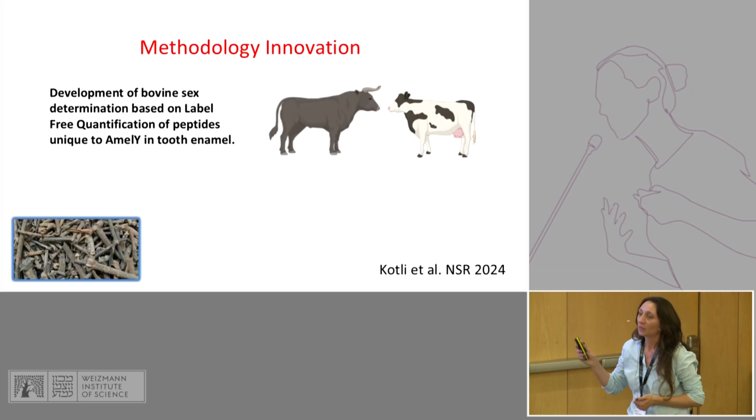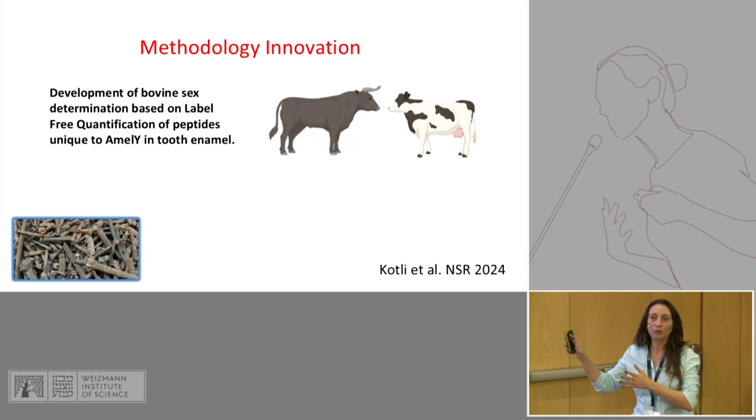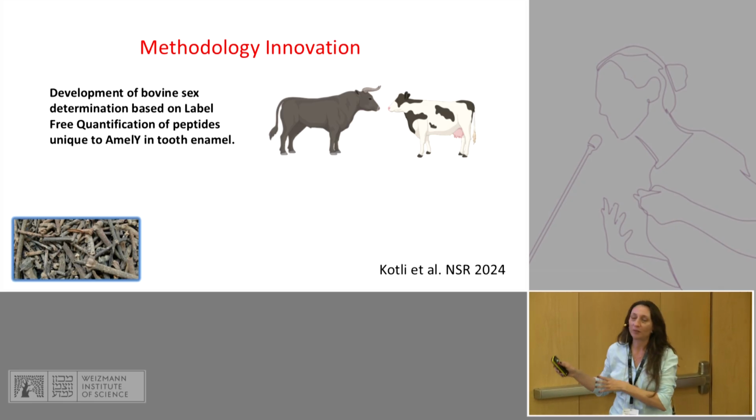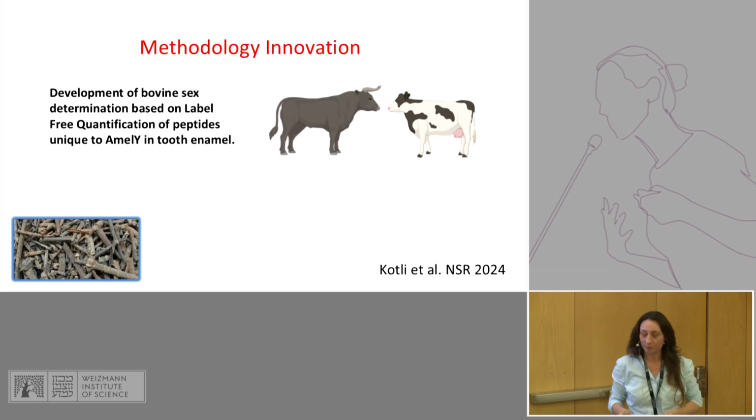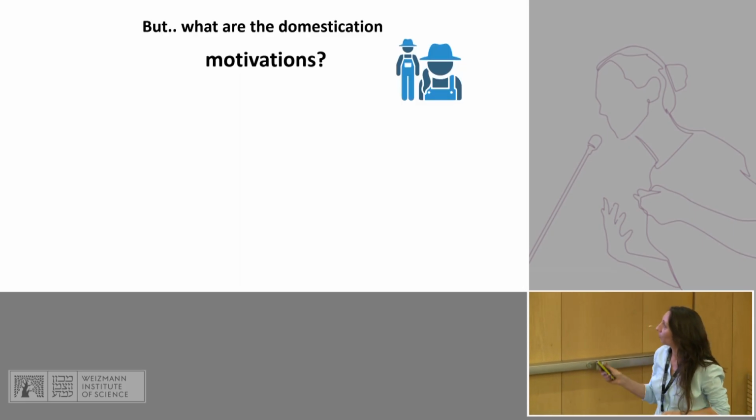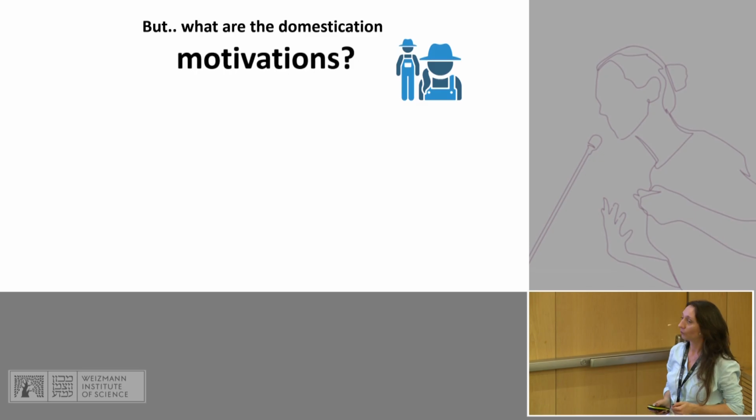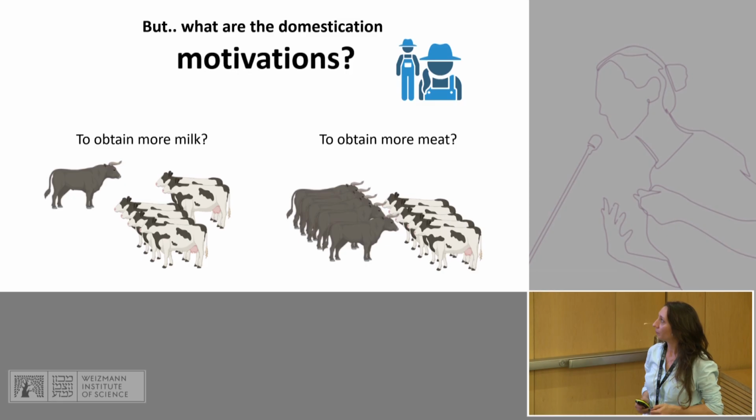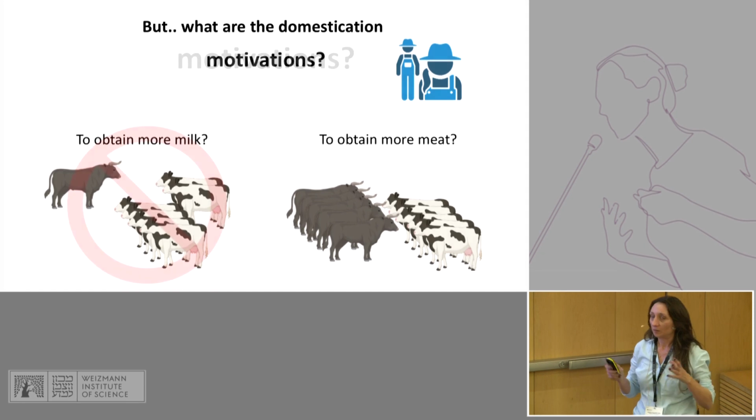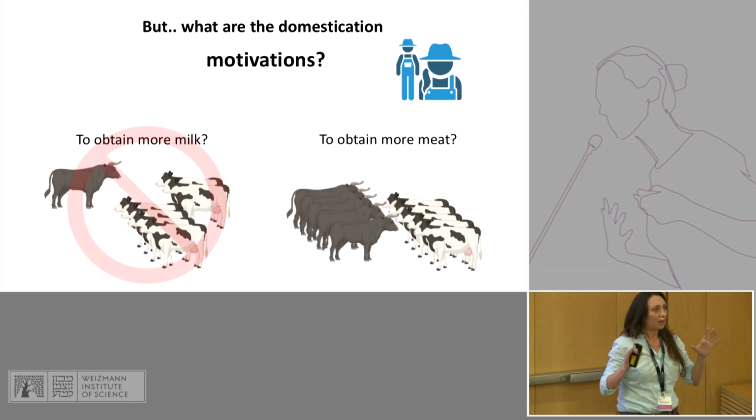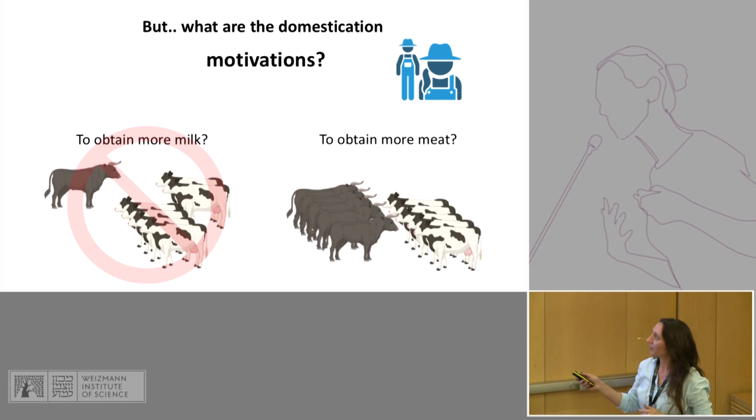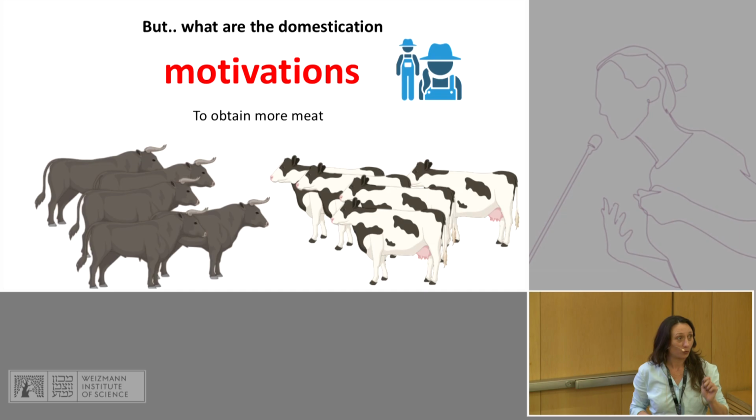So what can we say about the motivation for domestication? In summary, we developed a new methodology for sex determination in bovines. I don't have time here, but we did the same for sheep and goats. But what are the motivations for domestication? To obtain more milk, or to obtain more meat. I didn't say this, but the samples that we have are adults at maximum size. So we can say that it was to obtain more meat and not more milk.